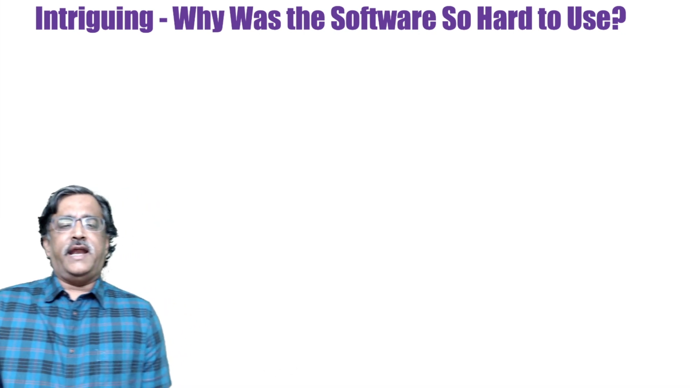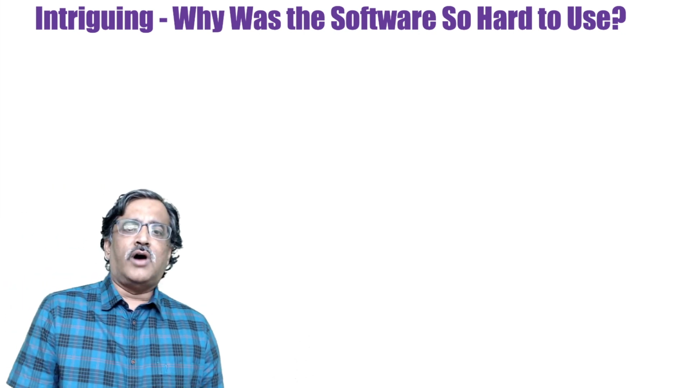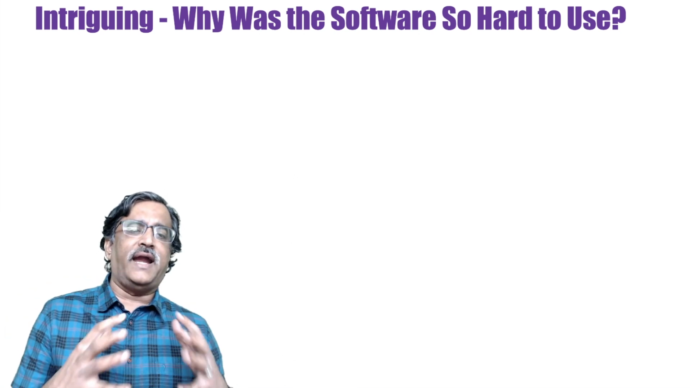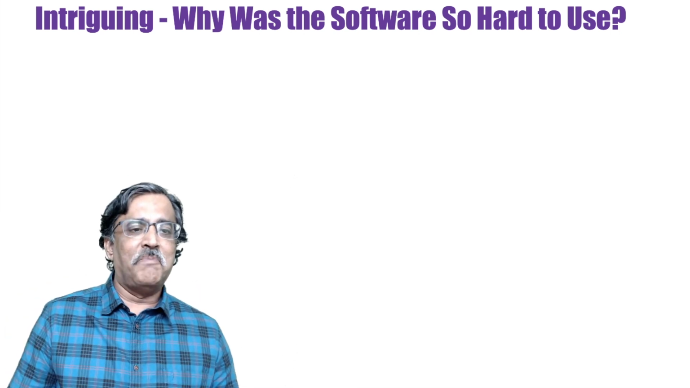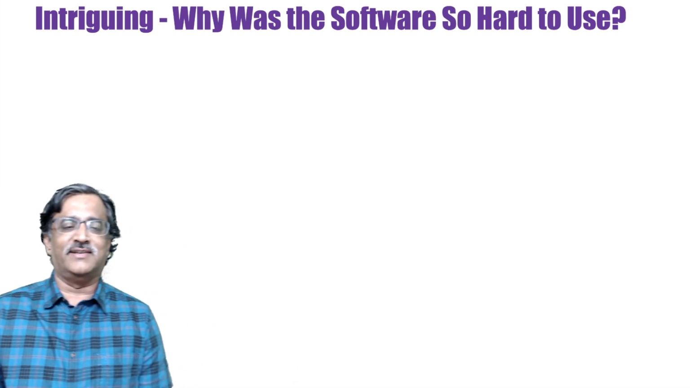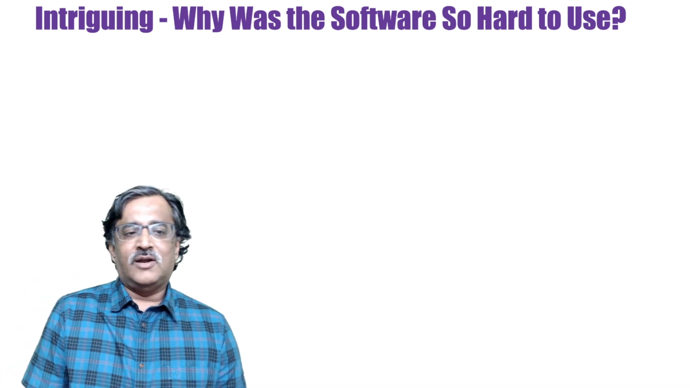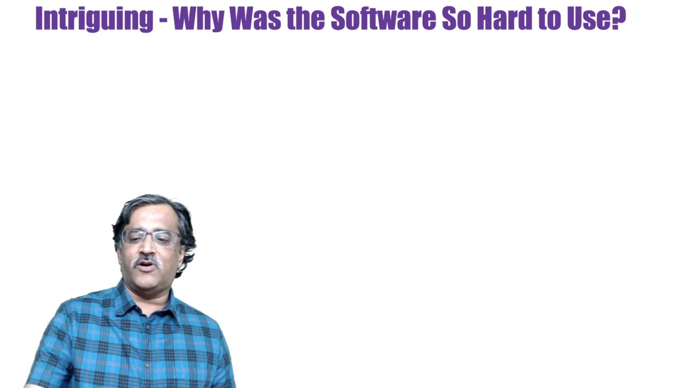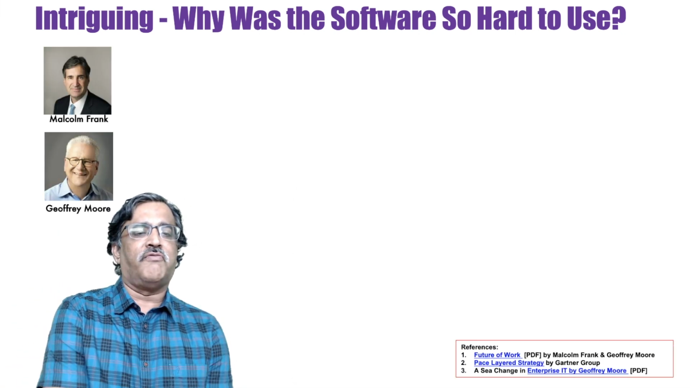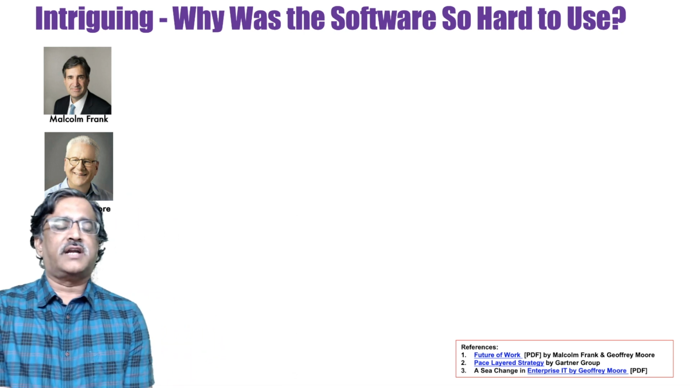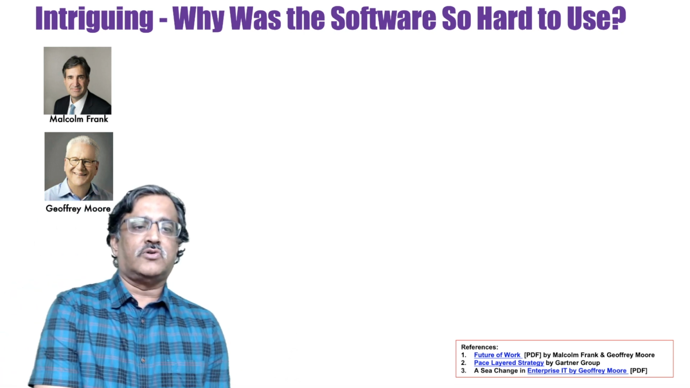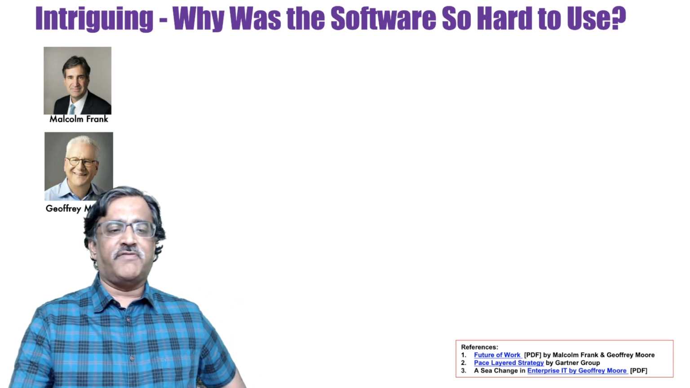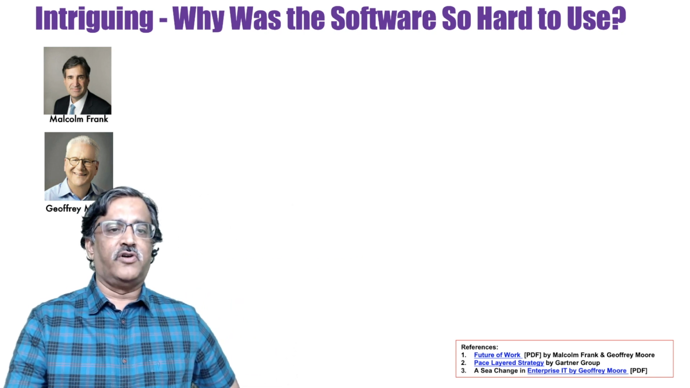Now, this was very intriguing to me. Why was the software so hard to use? It doesn't make sense to think people in the IT department decided to design bad interfaces, right? It doesn't make sense. Now, Cognizant is a special place and I had several brilliant colleagues. Today, I want to talk about one of them, Malcolm Frank, who was the Chief Strategy Officer then. He was collaborating with Jeffrey Moore, the innovation expert. And they came up with a fantastic explanation for this phenomenon.